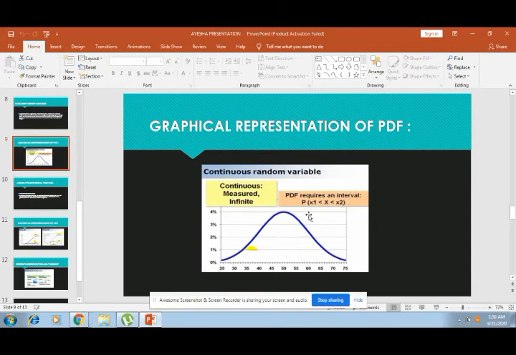PDF requires an interval, two ends of an interval, so PDF shows the probability that lies between these two points. This continuous measure gives the local probability of an approximate outcome of a random variable.